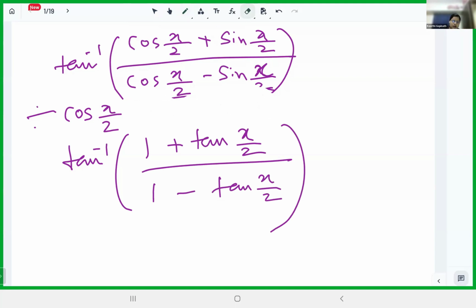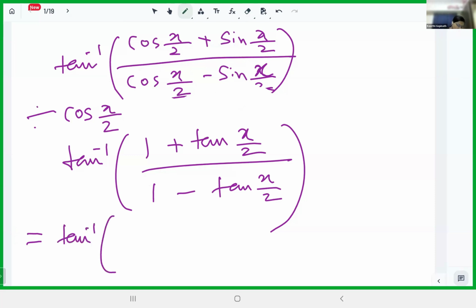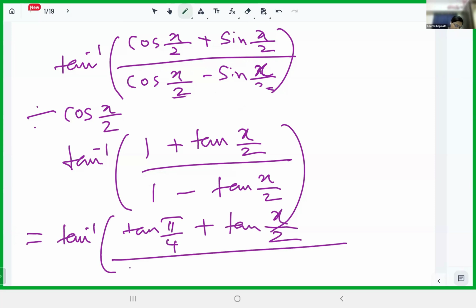We got, on dividing the numerator and denominator by cos x by 2, the function as tan inverse of 1 plus tan x by 2 divided by 1 minus tan x by 2. Okay, now again I am making an adjustment. That is, instead of 1, I am going to write tan pi by 4. Tan inverse of, instead of 1, I am going to write tan pi by 4. Isn't the value of tan pi by 4 1? So we can write instead of 1 as tan pi by 4 plus tan x by 2 divided by 1 minus tan x by 2 into tan pi by 4.